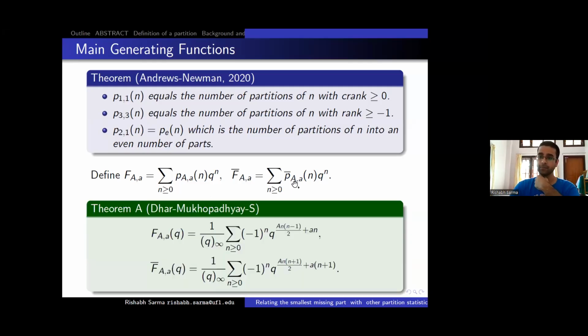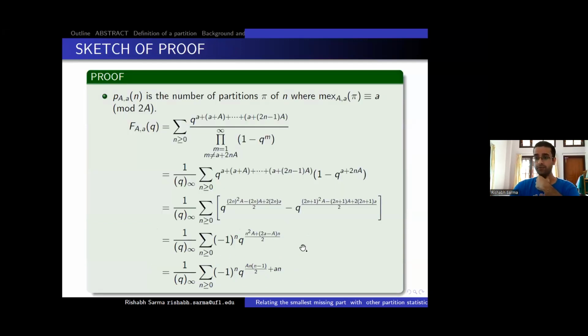In that case, here is our first result. We find the generating functions of these two extended max functions, P and overline P. Here is what they look like. And here is a sketch of the proof for the first generating function.